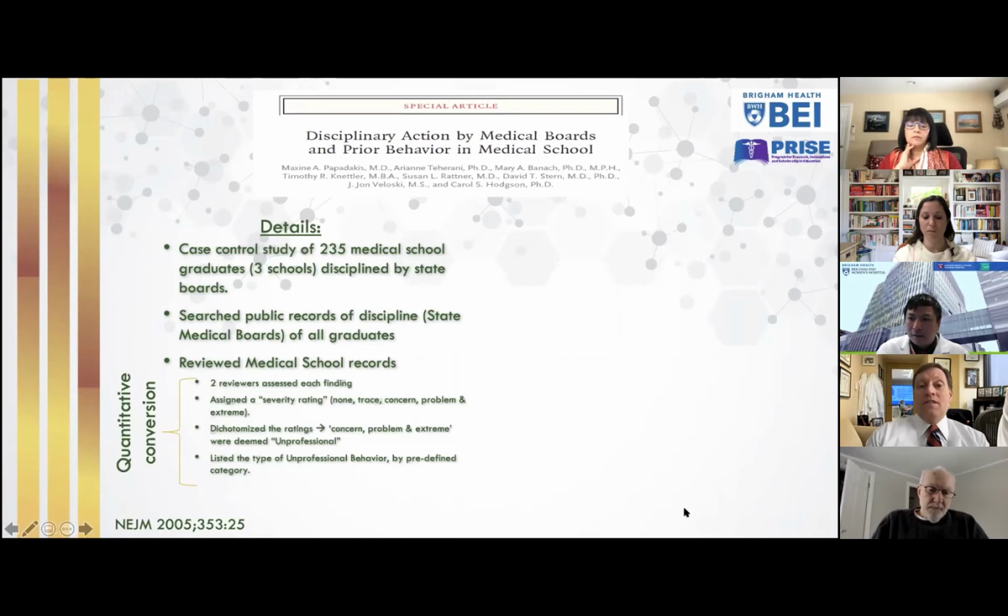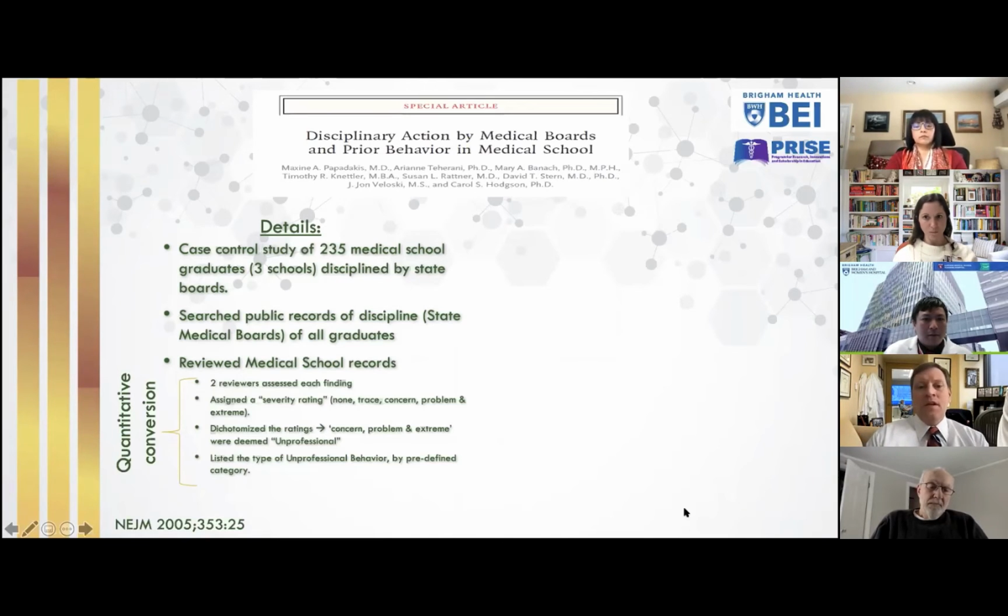Well, what they did here is a case control study. They looked broadly at a large number of medical school graduates from 3 different medical schools. They then were able to track forward and gain access to disciplinary action by state boards, and search the public records as well for all of these graduates. And so they took this qualitative approach on behavior and really moved it into a quantitative conversion. They made it a quantitative metric.